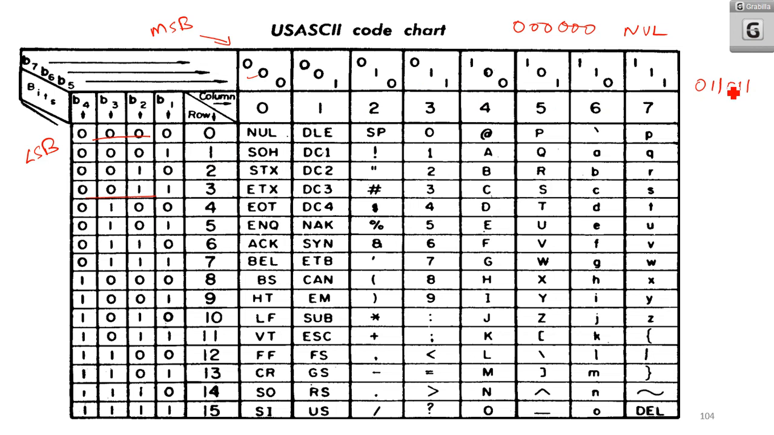Sorry, 011 and 0011. Then what is the corresponding character? So 011, 0011 gives you the corresponding character 3. So 011, 0011 is the ASCII code of 3.